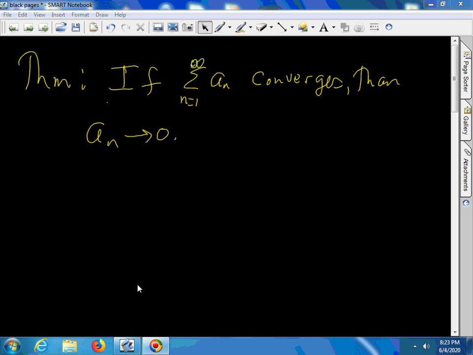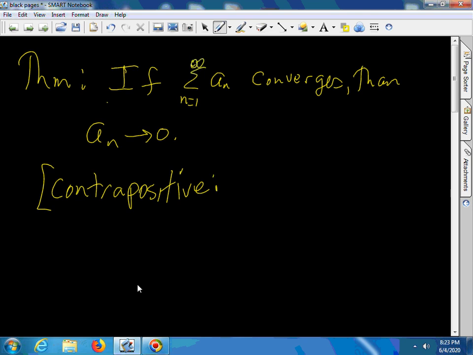In this video, we're going to prove that if the summation of a sub n, n going from 1 to infinity, converges, then a sub n goes to 0. In this type of problem, I think it would be better to prove the contrapositive, which is exactly the same statement. It's logically the same. Basically, it says if not this, then not that.